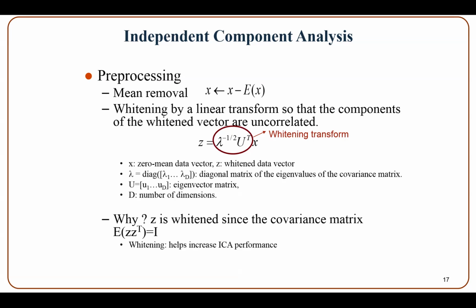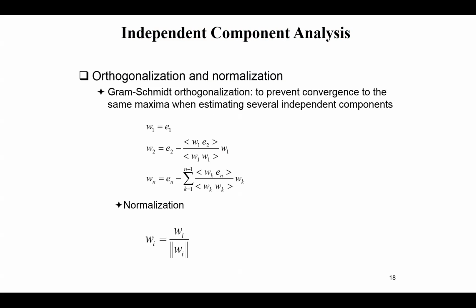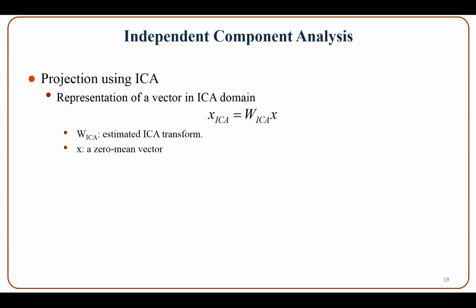The next few slides provide additional information regarding pre-processing and orthogonalization and normalization. Projection can be done using independent component analysis by taking the matrix product of the unmixing matrix W and the vector X, or can be done using both principal component analysis and independent component analysis. A smaller set of eigenvectors in WPCA helps reduce the number of dimensions in X.